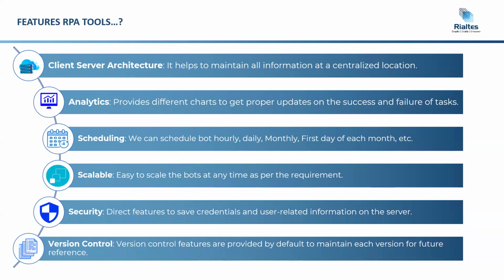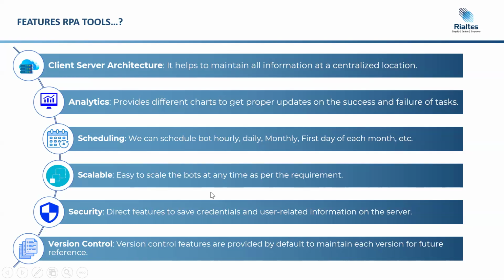Okay, scheduling is simple: we can schedule the bot at any time, 24/7, as per the user requirement. That's one of the good features of Automation Anywhere or any RPA tool. Scalable: it is easy to scale the bots at any time as per the requirement. What I like about Automation Anywhere is that they provide some programming support or basic coding, like C programming. We have standard scripting with Automation Anywhere, which is important to scale our application.